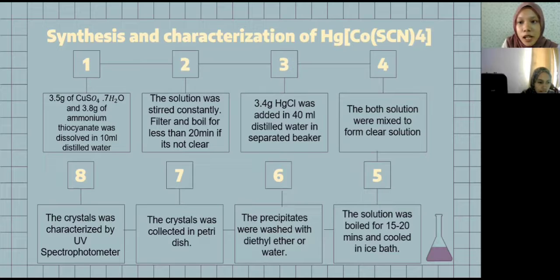After the solution is clear, 3.4 grams of mercury chloride was added to 40 ml of distilled water in a separate beaker. Both solutions were mixed to form a clear solution, and then the solution was boiled for 15 to 20 minutes and cooled in an ice bath.